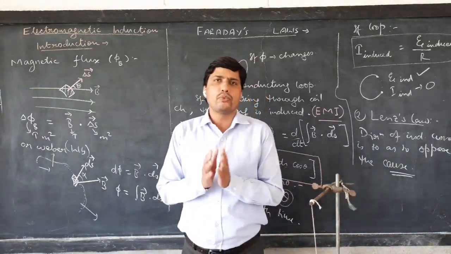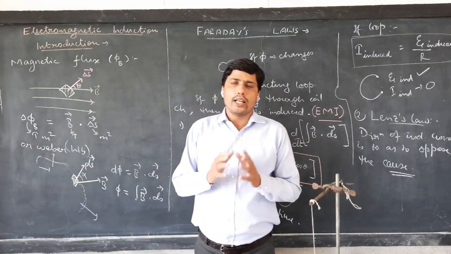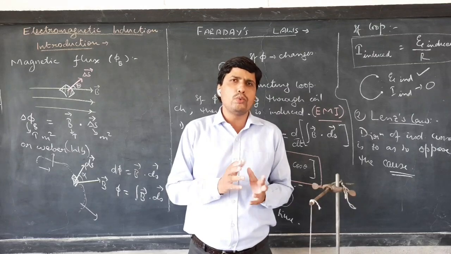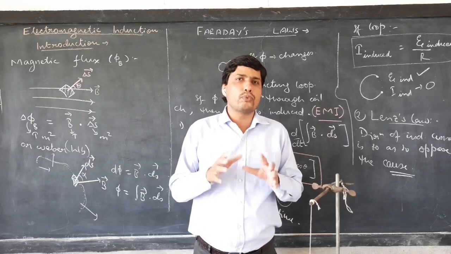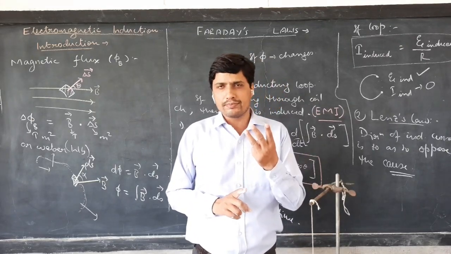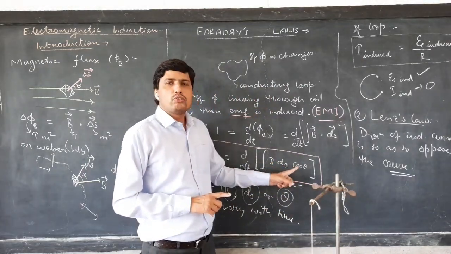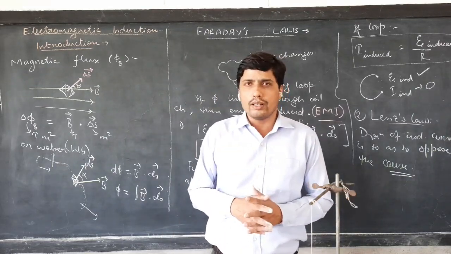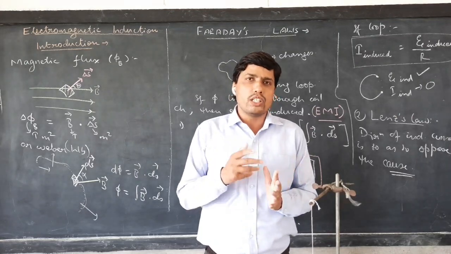What I discussed, magnetic flux. Magnetic flux is the dot product of magnetic field and area vector. If we have some conducting loop or some circuit through which somehow we are changing magnetic flux, there are three possibilities. Either you can change magnetic field, or you can change area, or you can change orientation of the loop relative to the magnetic field. If you are changing any one of these three, the magnetic flux will change.